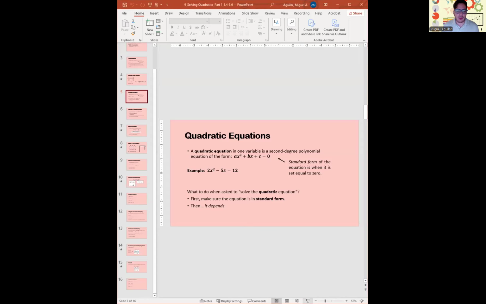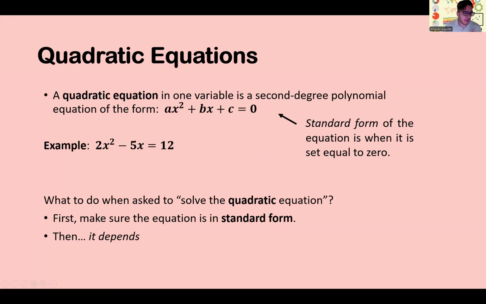Okay, so in the lecture notes, you will see some slides that describe what a quadratic equation is, but we got some more vocabulary that we have to get down. How do we identify a quadratic equation? So a quadratic equation in one variable is considered a second degree polynomial equation of the form ax squared plus bx plus c equals 0. Okay. This is called the standard form of an equation when it is set equal to 0.